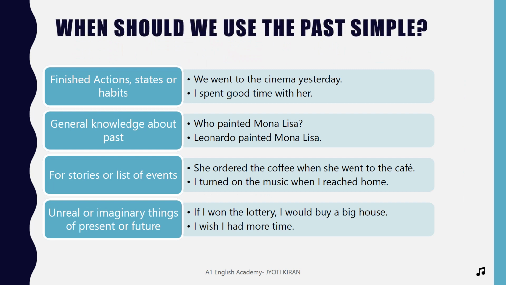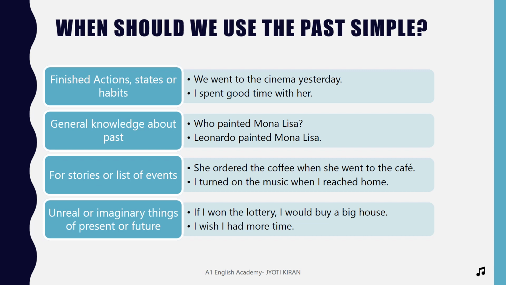Not to commit mistakes while writing English grammar, we should know where to use the correct type of tense. So when should we use the past simple? The first one is when we have to talk about finished actions, states or habits. See the example. We went to the cinema yesterday. Second example says I spent good time with her. So in both the sentences the action is over now.